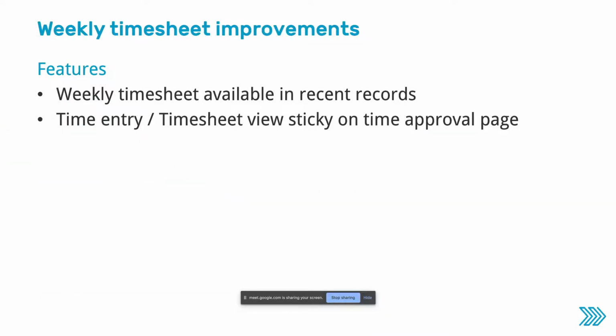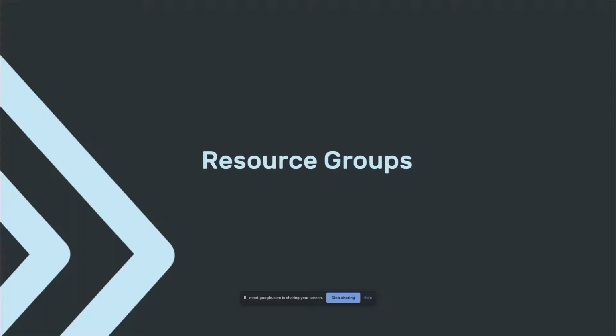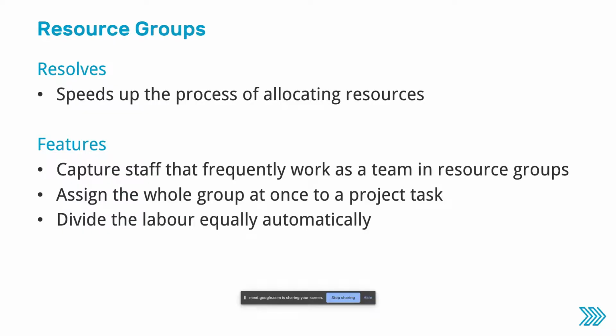So switching back to the presentation. I want to talk a bit about resource groups, which is another feature that was added in the 19.1 release. So what are resource groups? Resource groups are basically a group of employees that you can assign to a project task in one go.